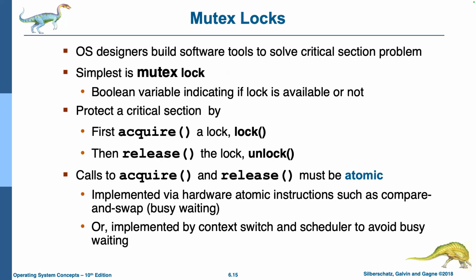Okay, two kinds of implementation. One is busy waiting. The other one is to avoid busy waiting. Busy waiting means the thread will keep busy checking, not stop. Using the context switch, the other thread can sleep. The CPU will switch to other threads, and the waiting thread just sleeps. And then when we can lock this, it can be woken up.